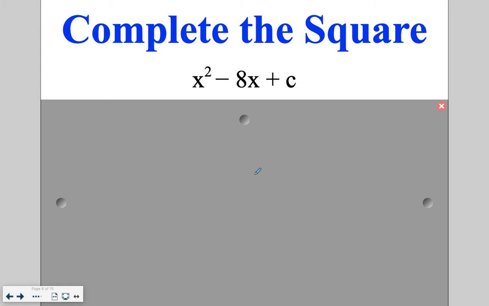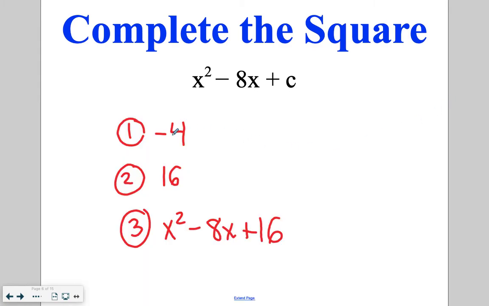Go ahead and try this one on your own. Cutting it in half, we get -4. Squaring -4 is 16, so we add 16 onto the end to get x squared minus 8x plus 16.